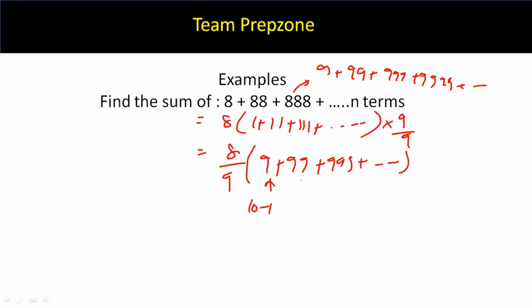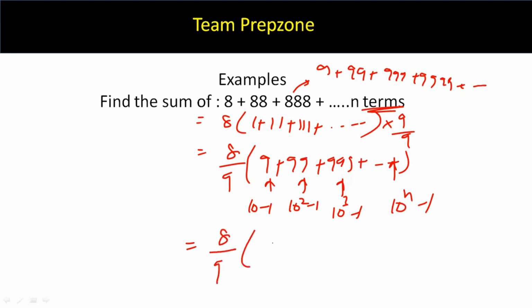9 is nothing but 10 minus 1. What is 99? 10 square minus 1. What is this? 10 cube minus 1. And if you have n terms, what will the last term be? 10 to the power n minus 1. So now it simplifies your life because all you have to do now is just write this generalized expression.